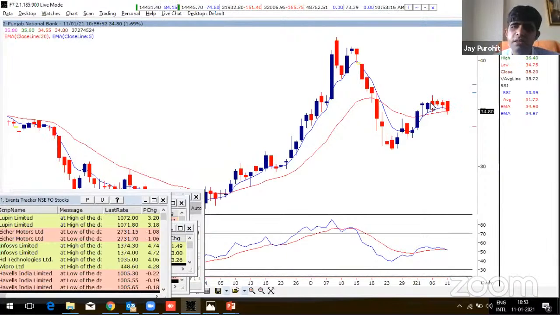But if we look at the price data, if you are already holding the stock, then you can keep the stop loss of 34 and hold. Once it crosses 37, we can see good buying momentum up to around 42. So the view is basically sideways to positive, not negative right now. 34 is the stop loss, and on the upside we can see a move up to around 40 to 42 levels.